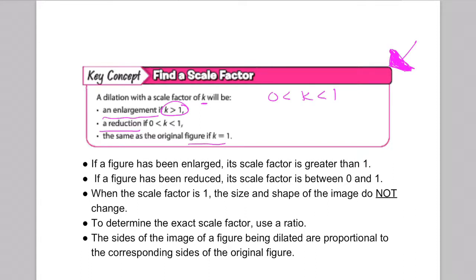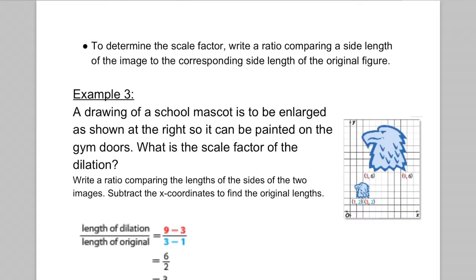So in words instead of symbols, if a figure has been enlarged, its scale factor is greater than 1. If it has been reduced, the scale factor is between 0 and 1. When the scale factor is exactly 1, the size and the shape do not change. To determine the exact scale factor, use a ratio. The sides of the image of a figure being dilated are proportional to the corresponding sides of the original figure. So we'll be using proportions to solve this. To determine the scale factor, write a ratio comparing a side length of the image to the corresponding side length of the original.